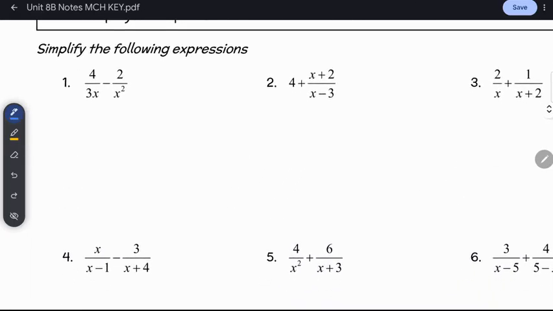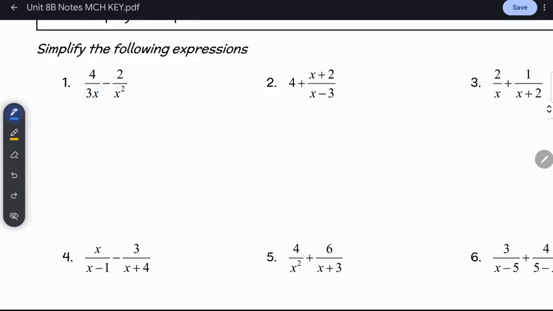All right, so first up, we're going to simplify these expressions. So we have 4 over 3x minus 2 over x squared. So if you notice here on this side, we have the 3 and the x. Over here, we don't have the 3, but we have the x squared. So in order to take everything into account, our common denominator needs to be 3x squared. So what's missing here? We're missing an x. So we're going to have to multiply both sides by x. Here, we're missing a 3, so we're going to have to multiply numerator and denominator by 3.